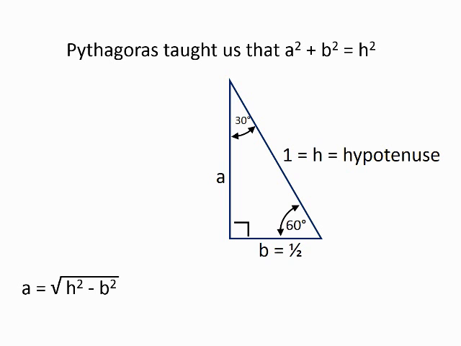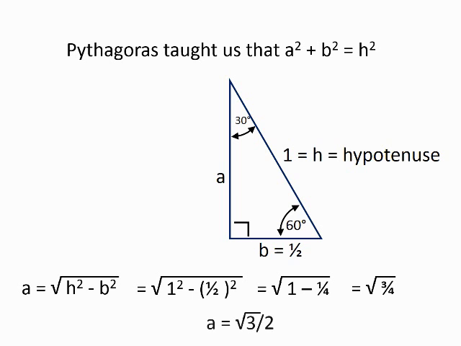Plugging in the known values for b and h gives us the square root of 1 squared minus 1/2 squared. This simplifies to the square root of 1 minus 1/4, which equals the square root of 3/4, which further simplifies to a is equal to the square root of 3 over 2. So let's tidy things up a bit.